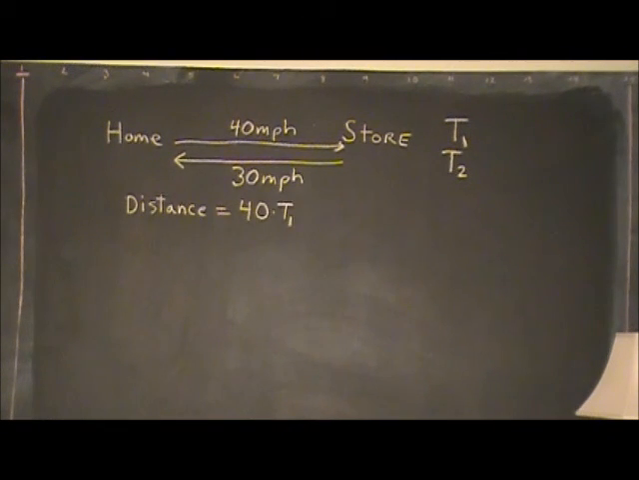The distance he would have traveled to get to the store is equal to 40 times t1. Since he drove home along the same route and traveled the same distance, the distance he traveled can also be expressed as 30 times t2, since he traveled 30 miles per hour and it took him t2 hours to get back. We are told that the total amount of time he spent driving was 1 hour and 10 minutes.